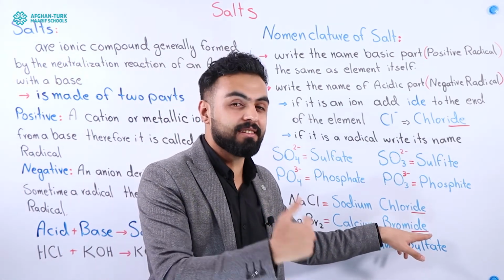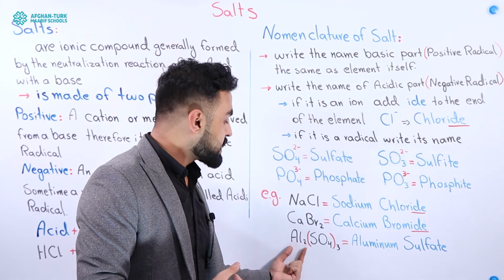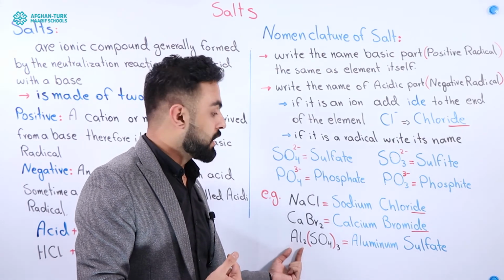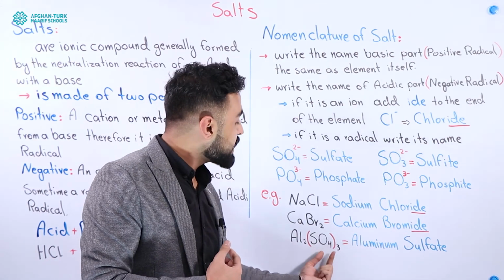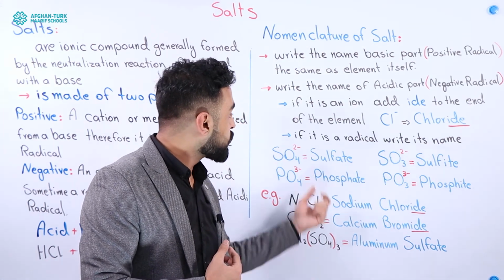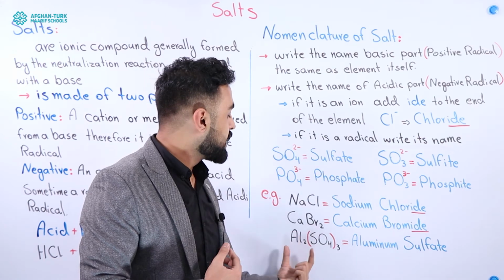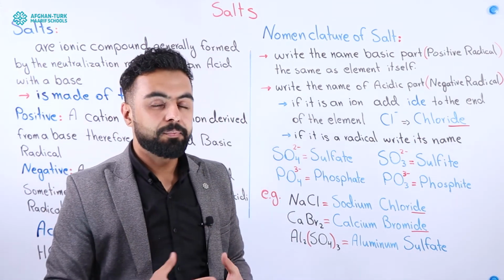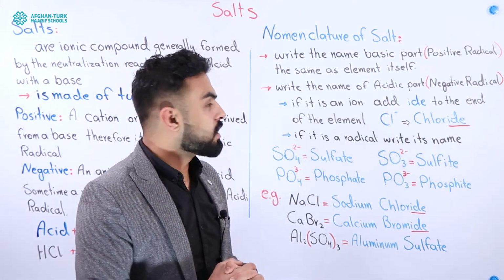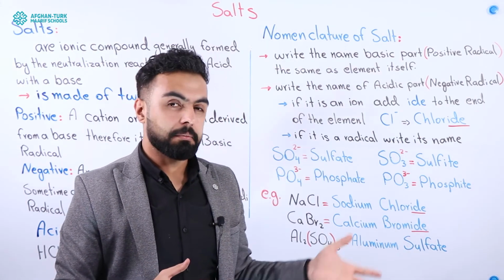We add IDE. And Al, aluminium, here we write aluminium, and SO4. What's the name? It is sulfate. So aluminium sulfate. So easy. That was all about salts and how we name them.